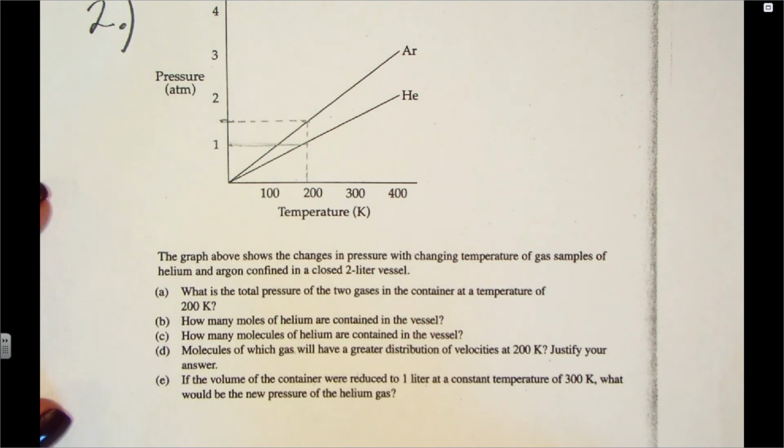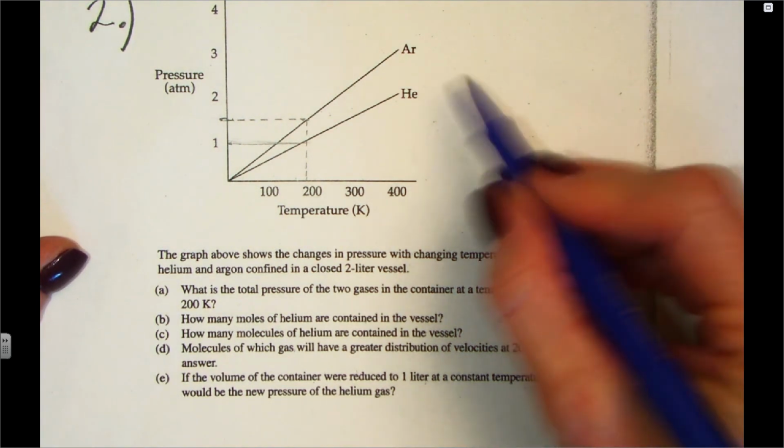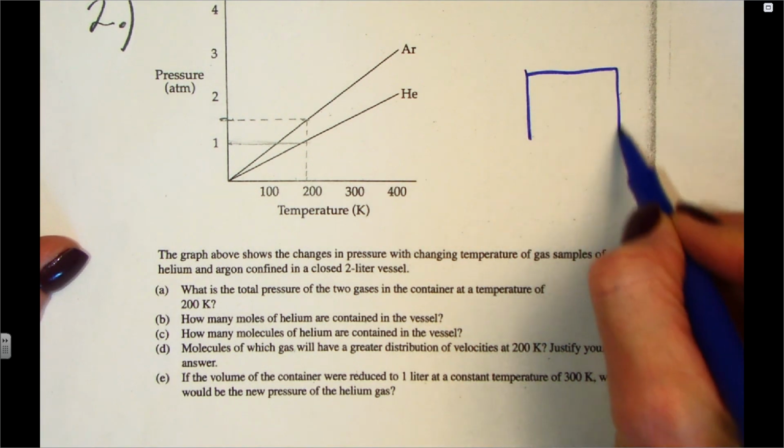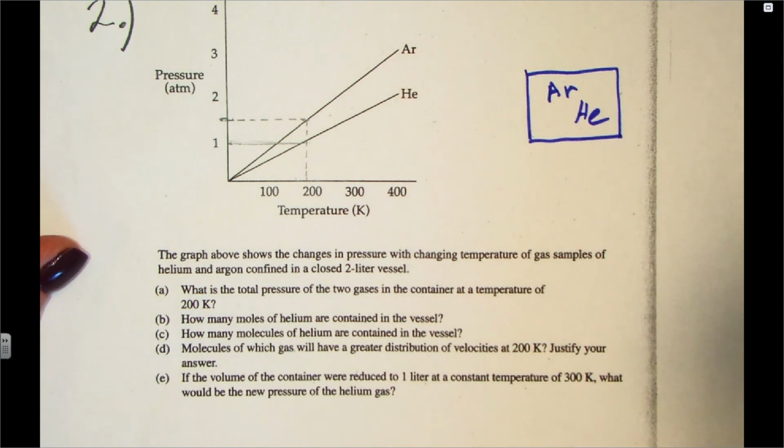And it says the graph above shows the changes in pressure with changing temperature of samples of gases of helium and argon confined in a closed 2-liter vessel. So they're both in a closed container. So you have your mixture of argon and helium. So of course we're talking about Dalton's law of partial pressure. So this is a mixture of gases.